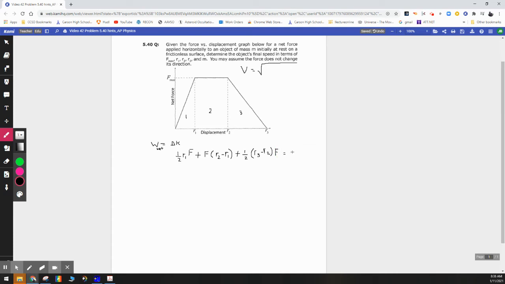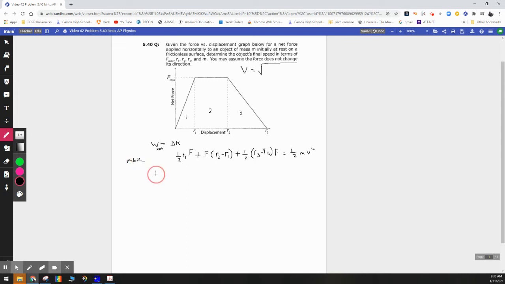All right. Now we can assume it starts from rest, so the kinetic energy is just 1/2 mv squared, like so. Okay, it starts from rest. So first of all, I see these 1/2s here, and I don't like fractions, so let's multiply everything by 2.